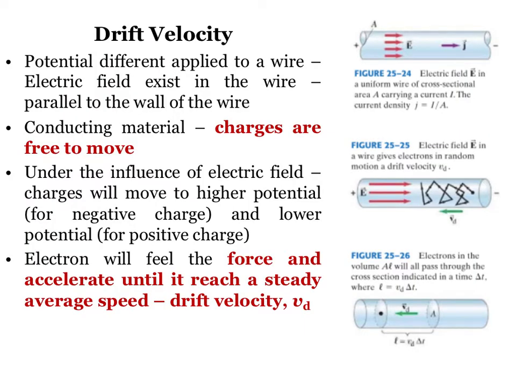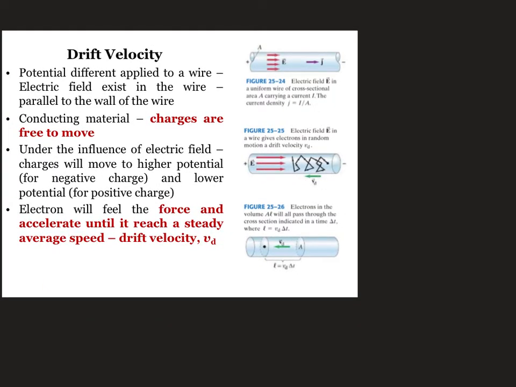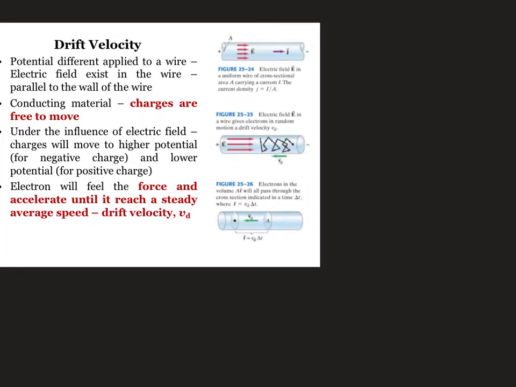Okay, so now we are going to talk about the microscopic view of drift velocity before we proceed with the effect of resistance and voltage on the current. So let's start. When you connect a wire made of conductor to the battery, definitely this battery is going to give some potential difference to the wire.